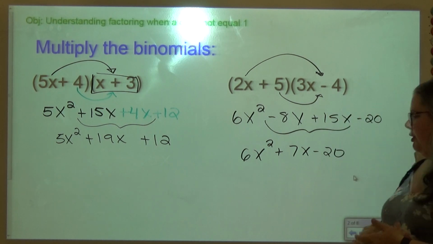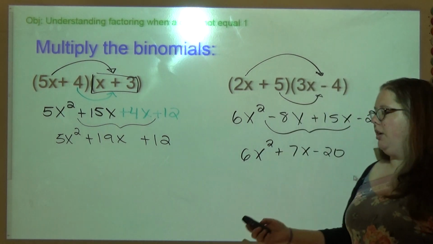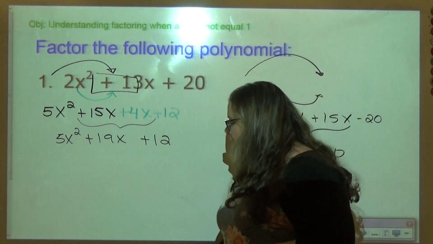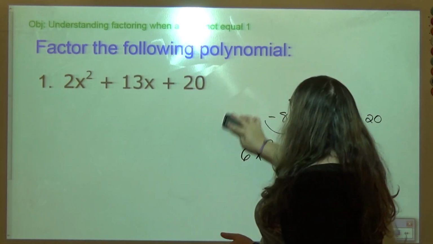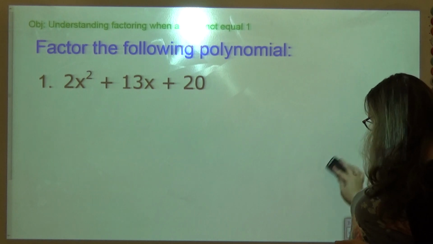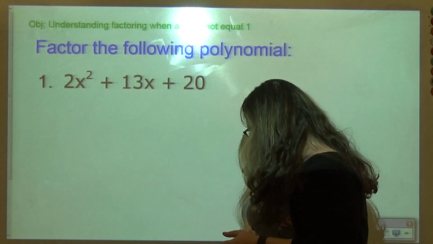So I'm going to show you the fastest, most effective way of doing these problems. And I proved it, I promise. To any teachers watching, this method works 100% of the time. I proved it to myself using letters.